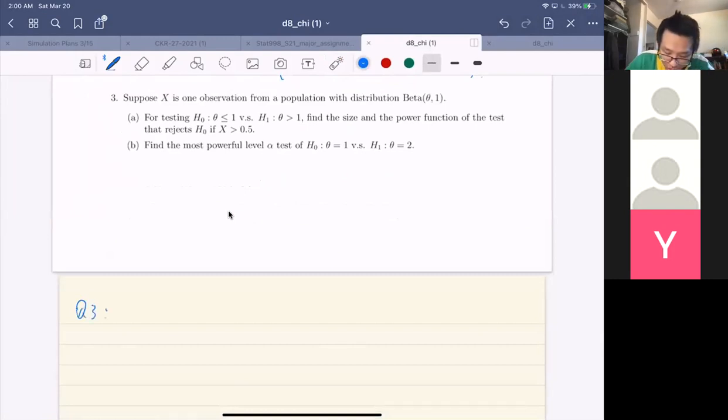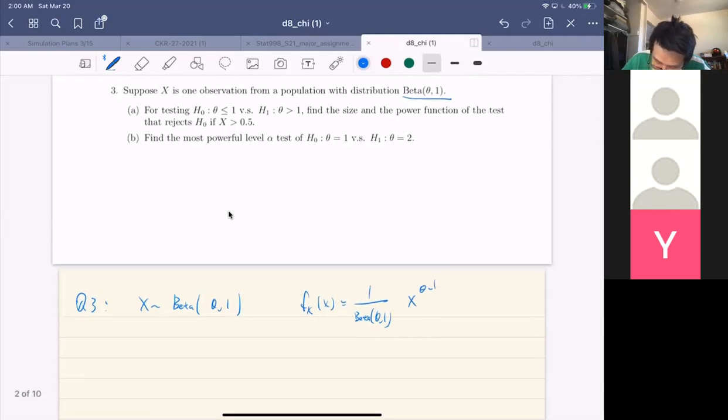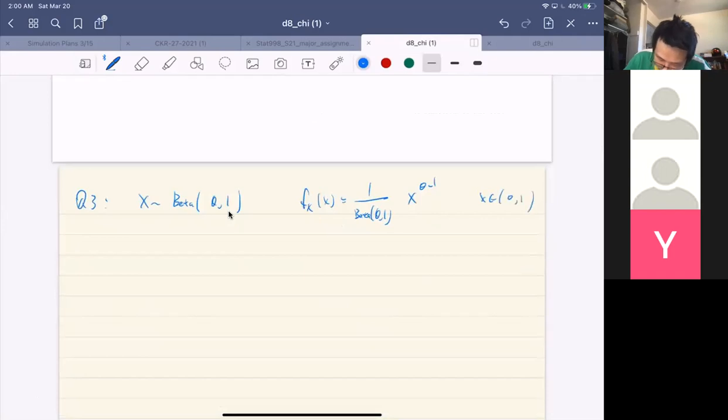In question 3, we have a beta distribution. So the density of x will look like this: beta theta, x to the power theta minus 1, where x belongs to 0 to 1.